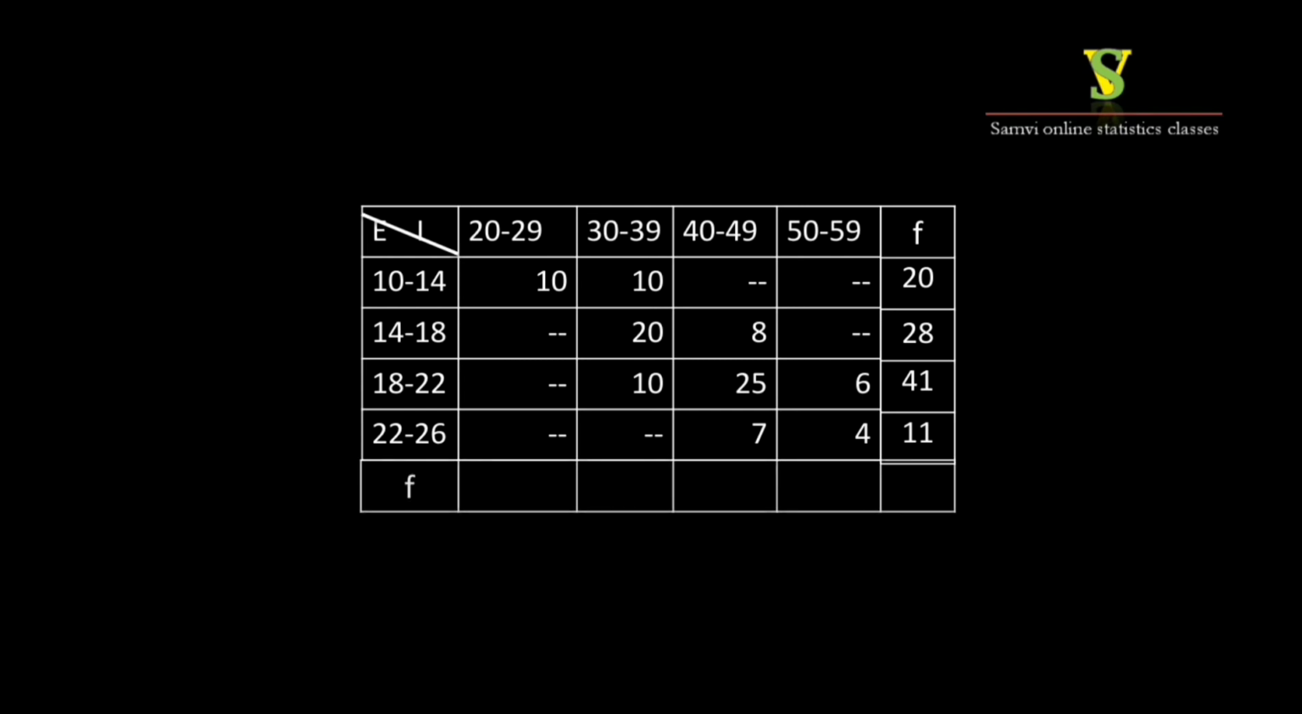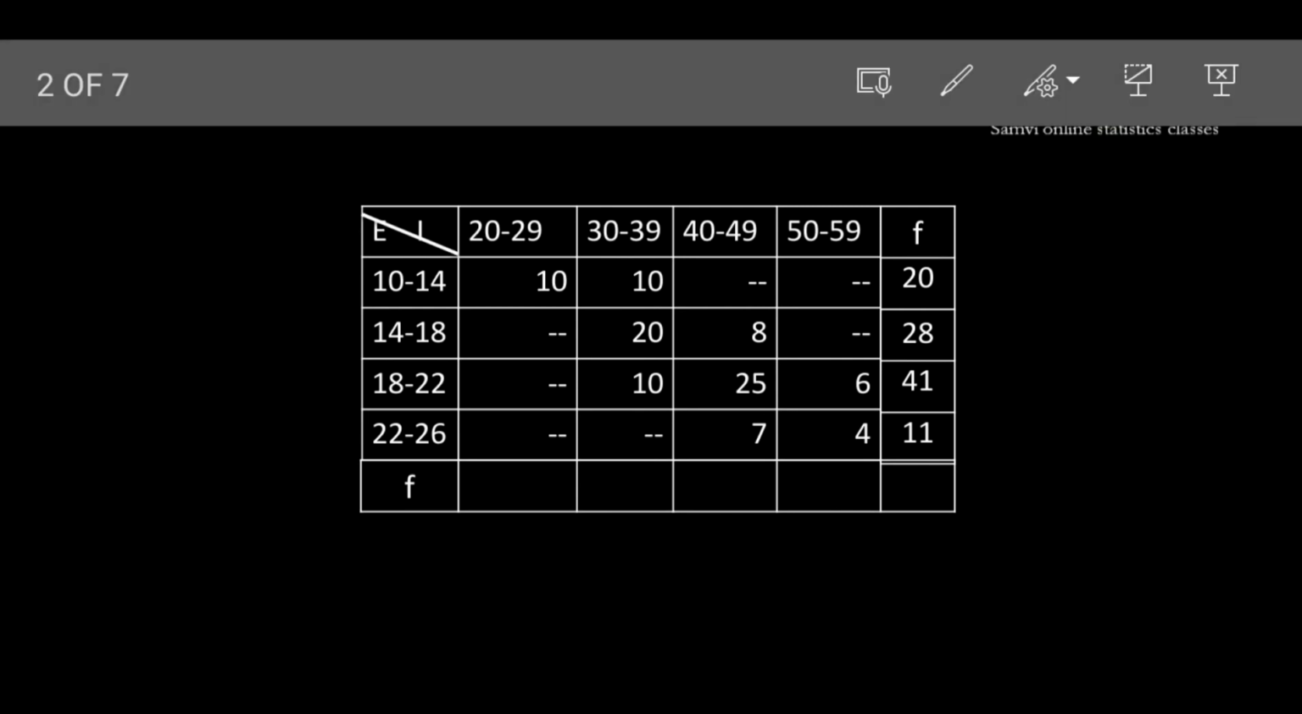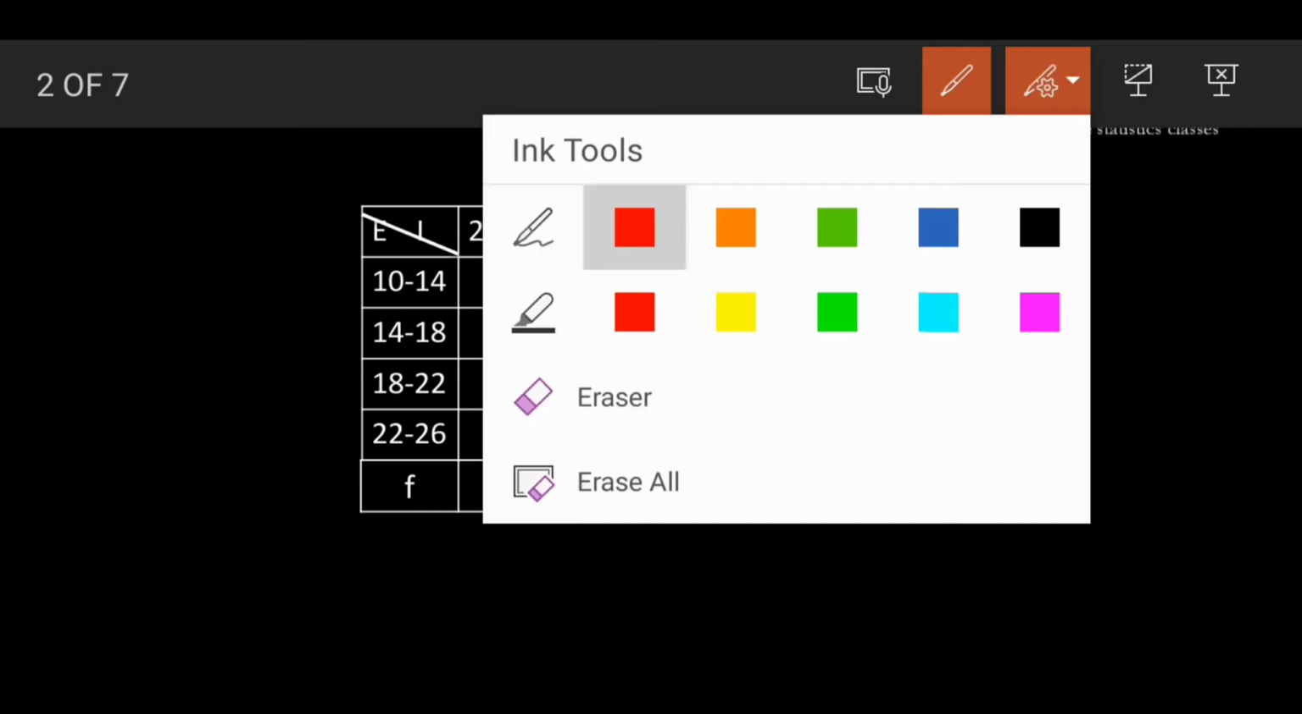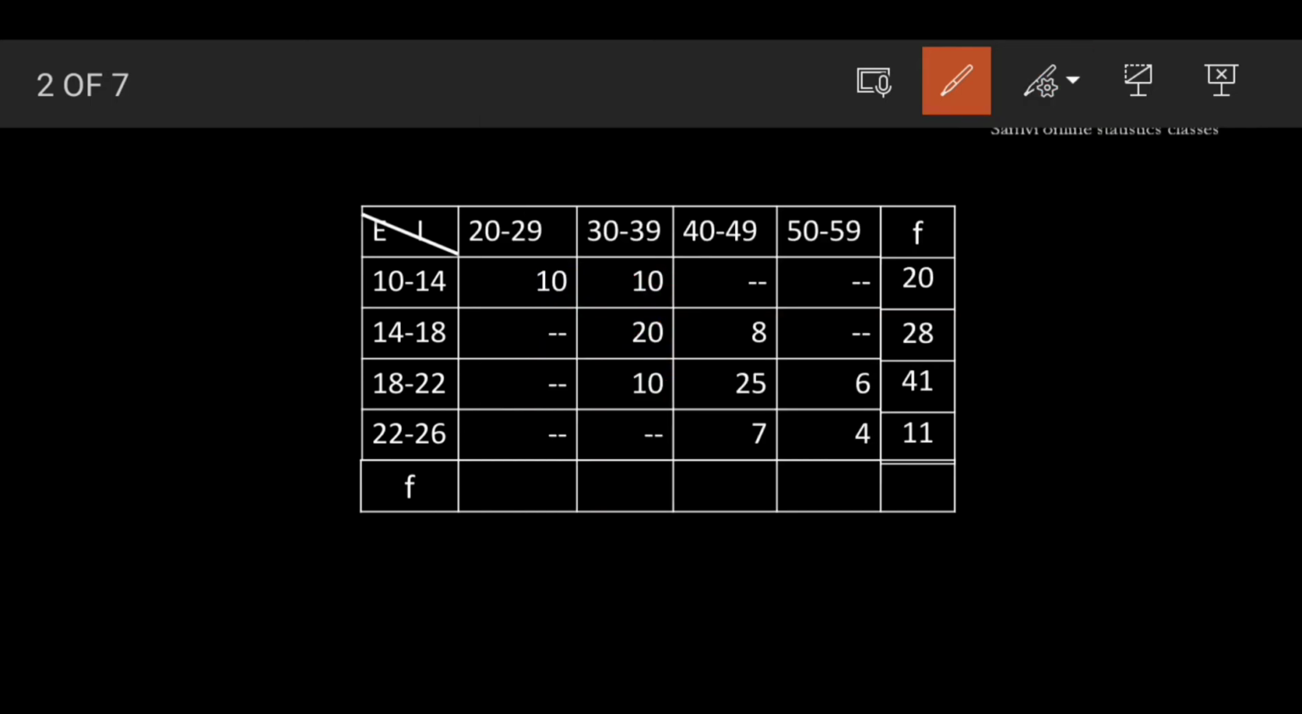Column-wise you have to find out the total here. The total will be calculated like this. This is the 10 and below there are no values, so directly write here 10. Next is 10 plus 20 plus 10. Like this you have to find the total one by one. Getting? So we'll get like this. The first column, I got the total is 10.